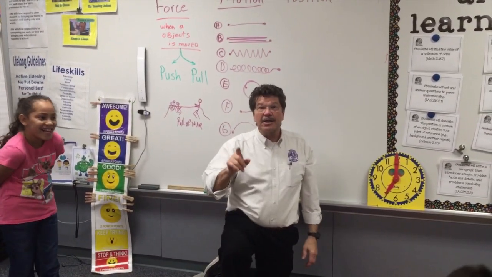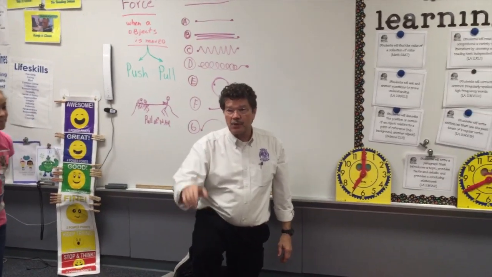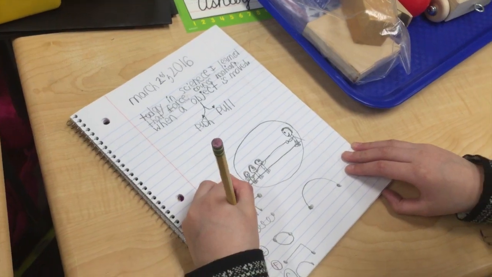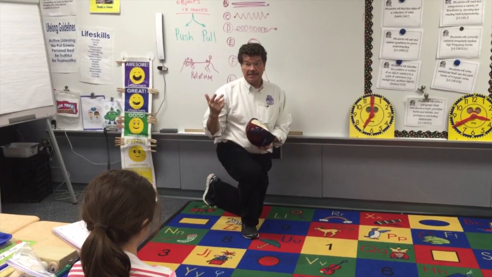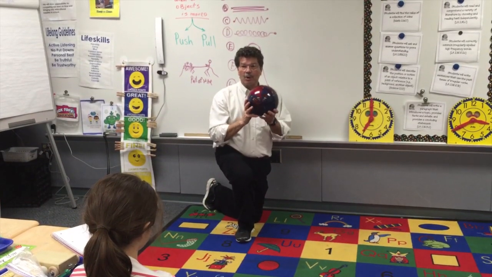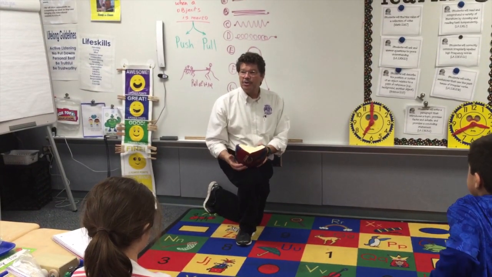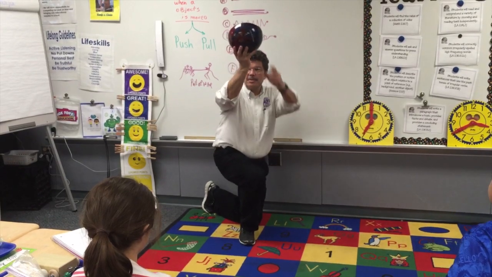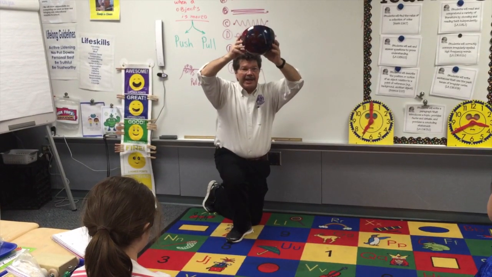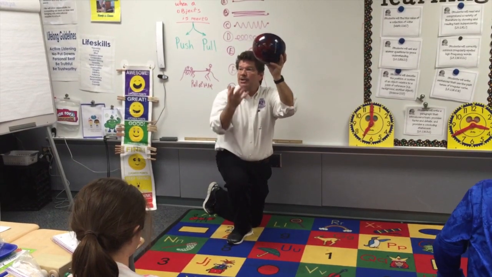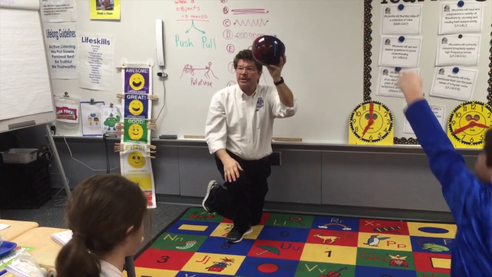Okay, let me take a look at your workbook pages, what you've drawn. Before we leave force and motion, I have a broken bowling ball. And this has no energy, but now I'm going to push it up. Push it up, and when I let go, what do you think it's going to do? It's going to drop. Who can describe how it's going to drop?